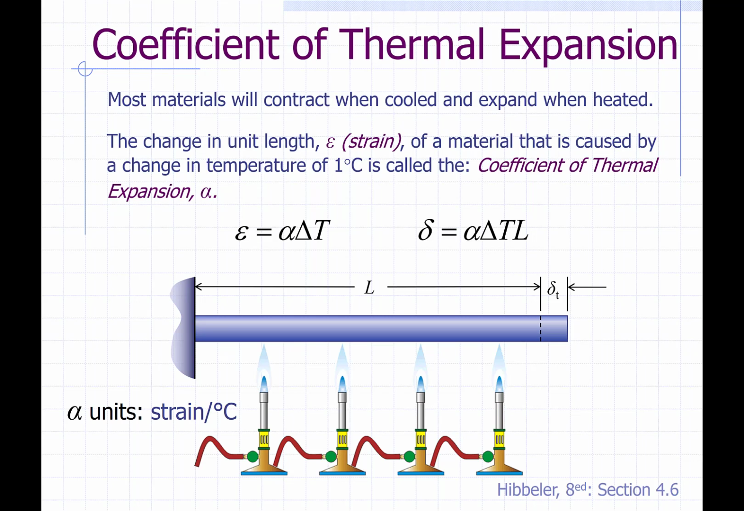Here we see then, if we were to interpret that into equations, the strain is equal to alpha, or the coefficient of thermal expansion, multiplied by delta T, the temperature change. Because strain is change per unit length, then if we multiply it by the length, we will actually get the displacement, and we write down the equation displacement is equal to alpha delta T L.